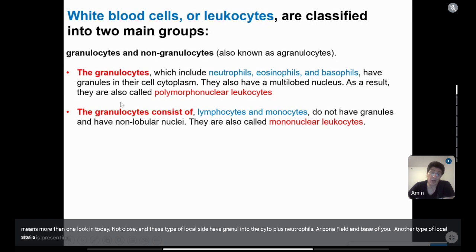Another type of leukocyte is agranulocyte. Okay, I need to correct this one. This is agranulocyte, non-granulocyte. I corrected. This was a mistake.